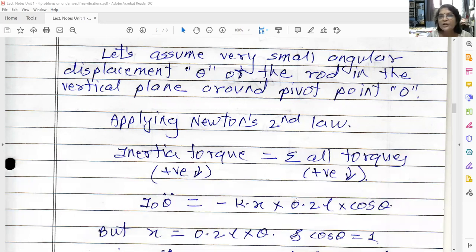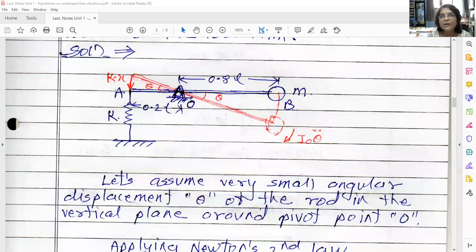So how many torques are there now? There is only one torque, because this AB rod is weightless. So we are not going to consider any inertia of this rod, but we are going to consider the restoring force only of this spring K. As we are not going to consider any elasticity of this rod AB, we are just going to consider the mass moment of inertia, which we have already considered in the inertia torque. So this spring will be deflected by an amount, say X. Here it is shown.